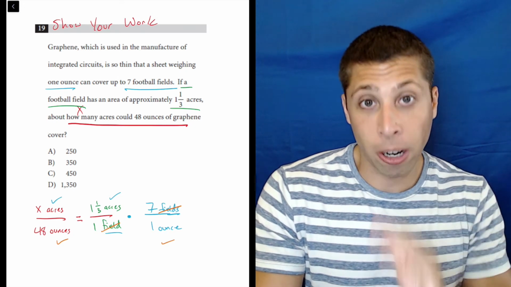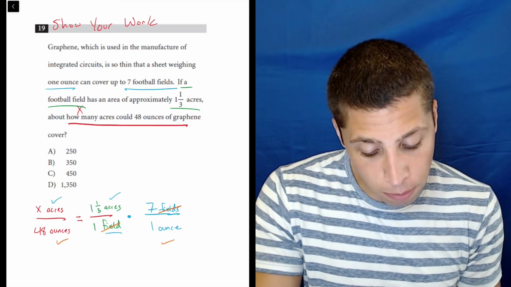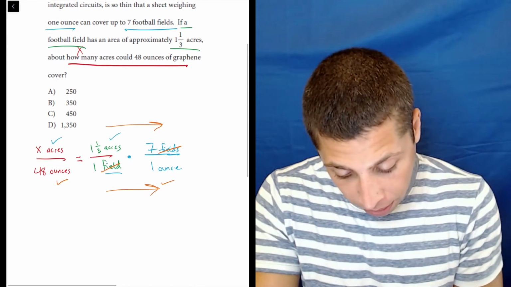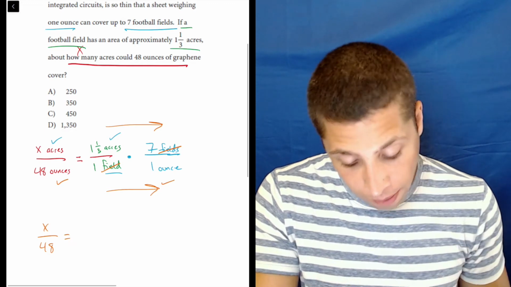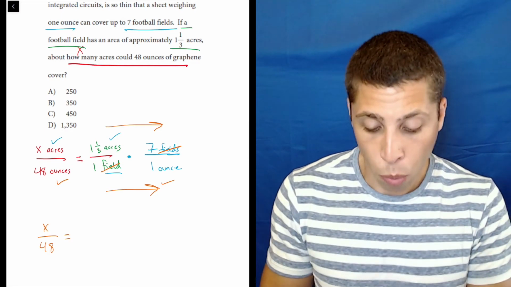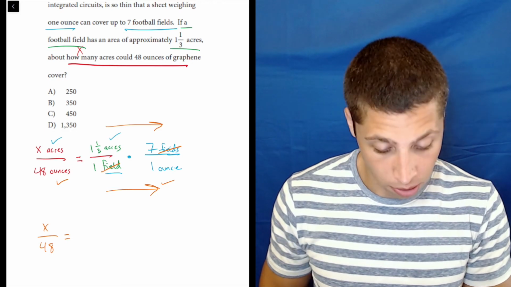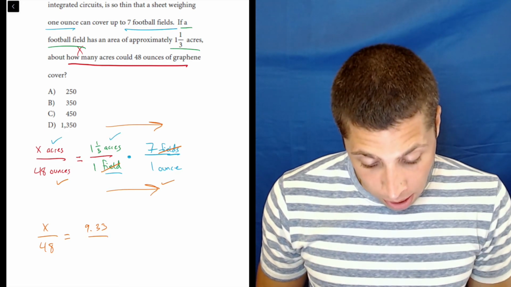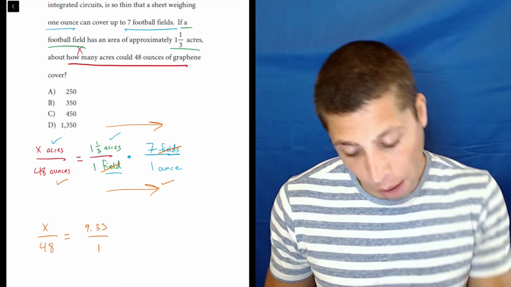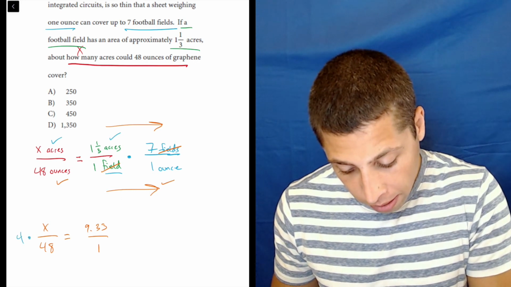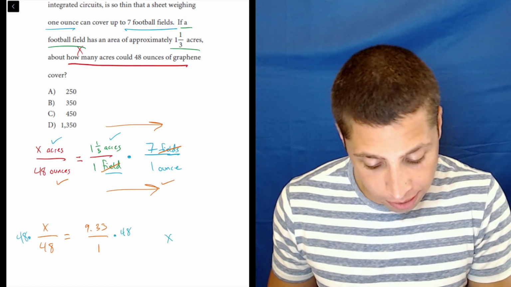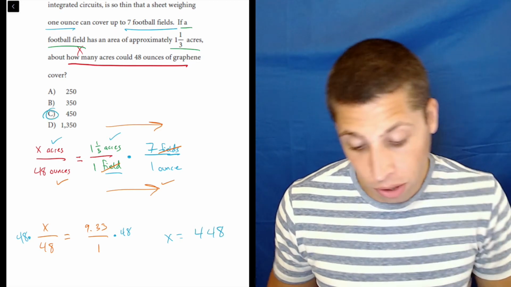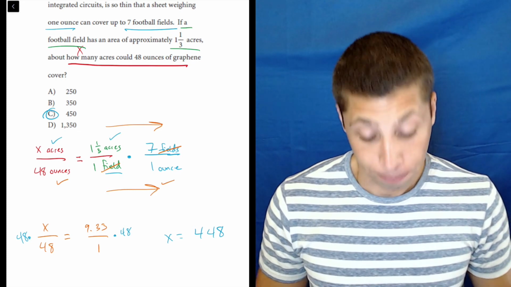The units no longer matter because the units have already kind of done their job. So I'm just going to multiply across here to simplify these two fractions. So that would now mean that I have x over 48, and that is equal to, well, I have a calculator, 1 1/3, so 4/3 times 7 is a messy number, 9.33, and 1 times 1 is 1. So okay, how would I get x by itself? I would multiply both sides by 48, and so x is equal to this number times 48, which is 448, which is close to 450, which is the answer.